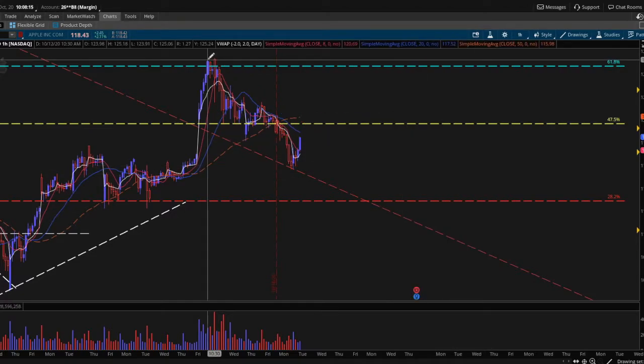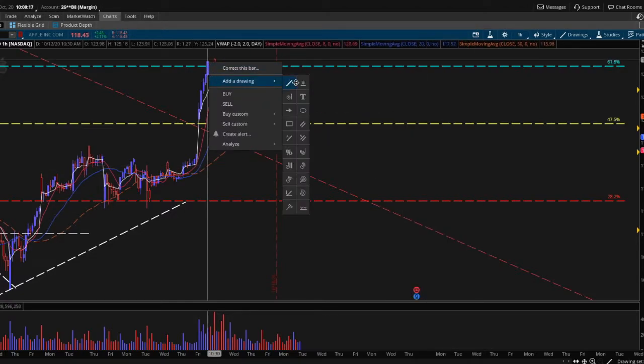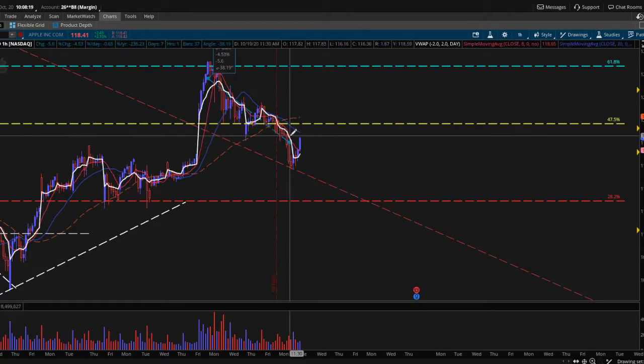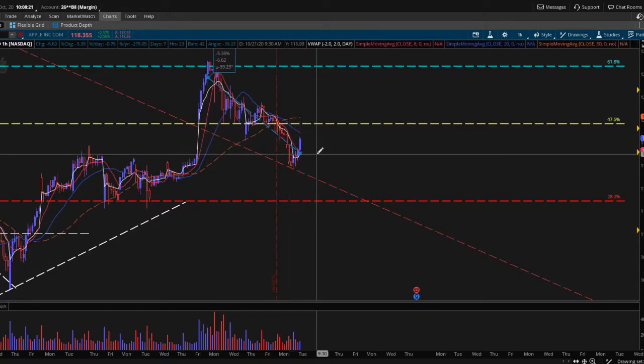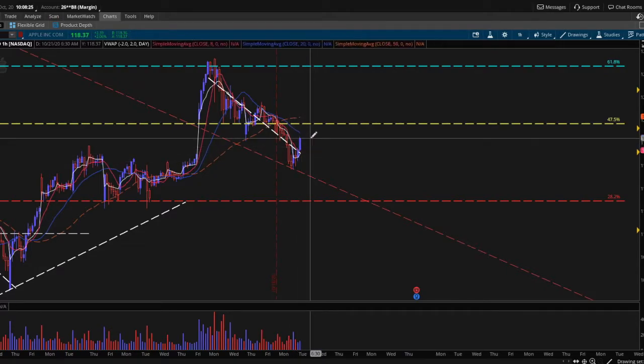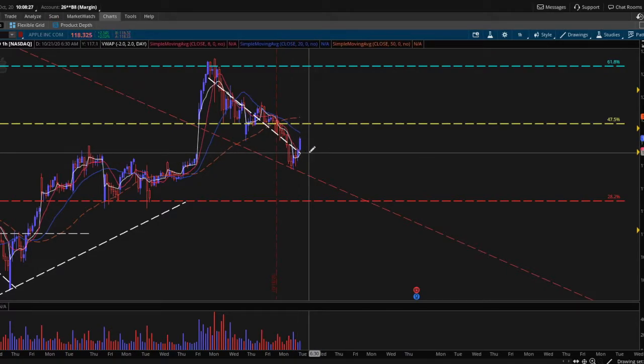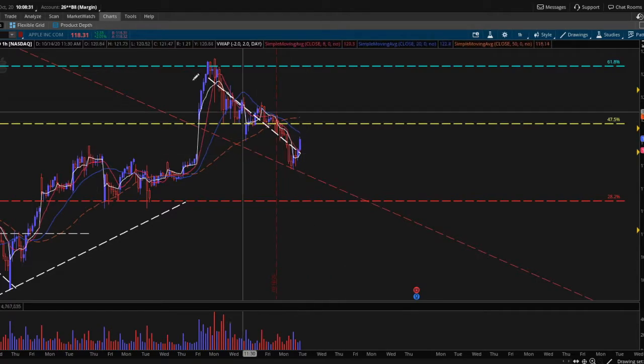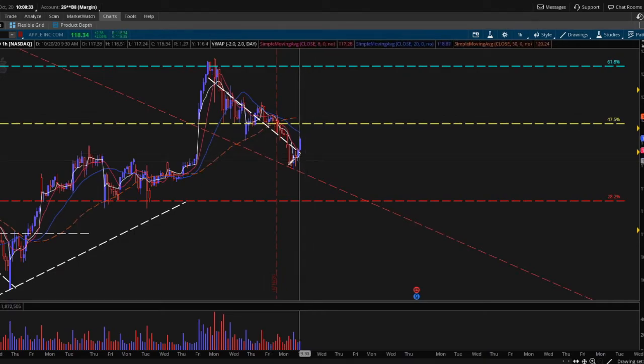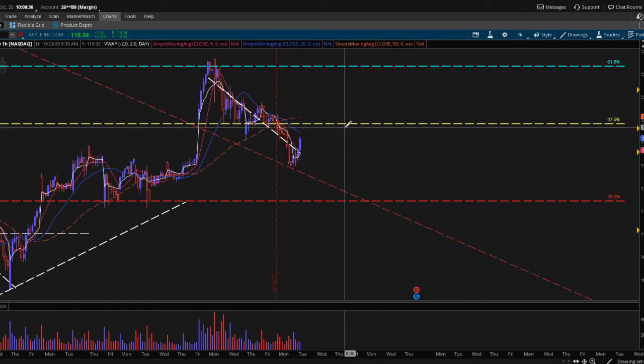Also, I want to mention another drawing tool called the regression line. Now the regression line plots a center point in any upward or downward channel. And when we start to veer away from that regression line, usually a bounce off the regression line can indicate that we're moving out of that downward channel and possibly into an upward channel.